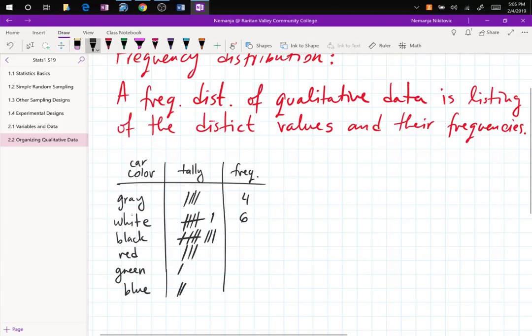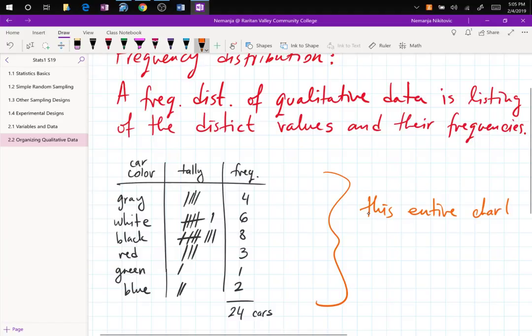4, 6, 8, 3, 1, and 2. The amount over here should total the amount of cars surveyed that you looked at for the color. So in this case, 24. So we looked at 24 cars. So this chart, the entire chart, everything in it, is called a frequency distribution.